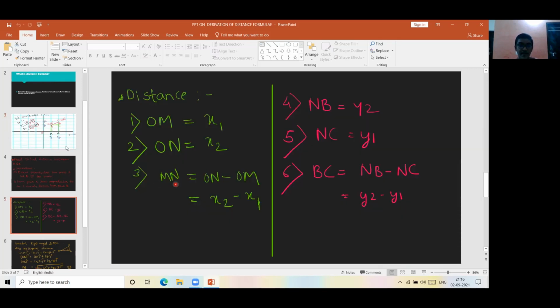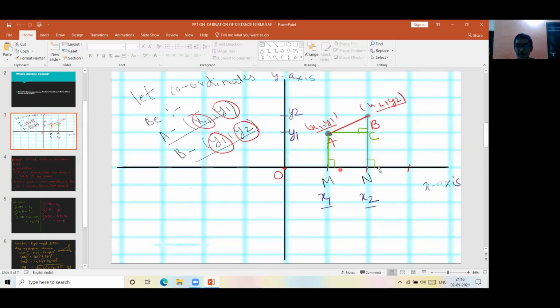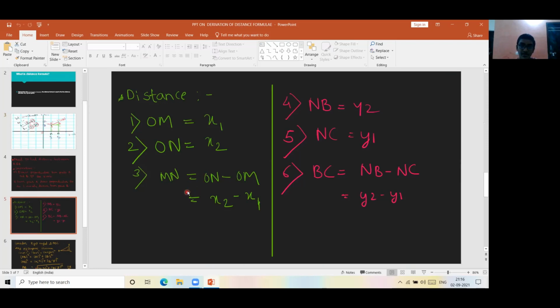Now the next one, MN. If you observe carefully, directly we don't have any point to locate the distance between these two. But MN is equal to ON minus OM. We have already found ON and OM, so we just substitute ON equal to x2 and OM equal to x1. So the value of MN is x2 minus x1.